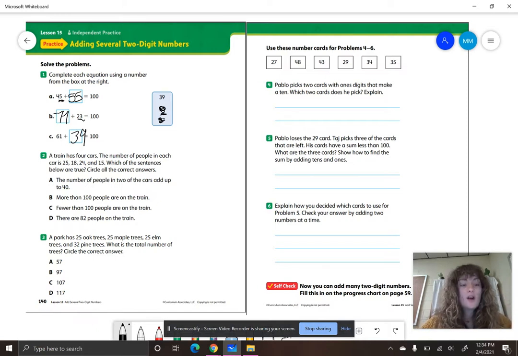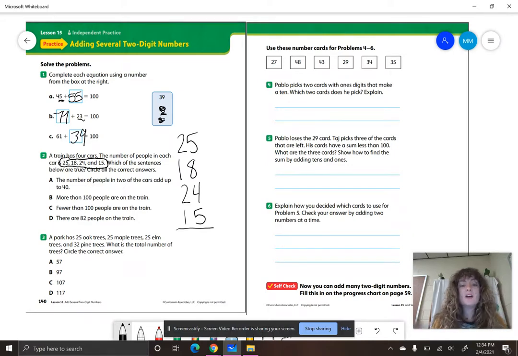A train has 4 cars. The number of people in each car is 25, 18, 24, and 15. Which of the sentences below are true? So we know this week we've been practicing adding more than two two-digit numbers. So we've been adding 3 or 4 two-digit numbers. We are going to do that right now and then circle all the sentences that are true about our total, okay? So let's start by writing the numbers. So we have 25 plus 18 plus 24 and 15.